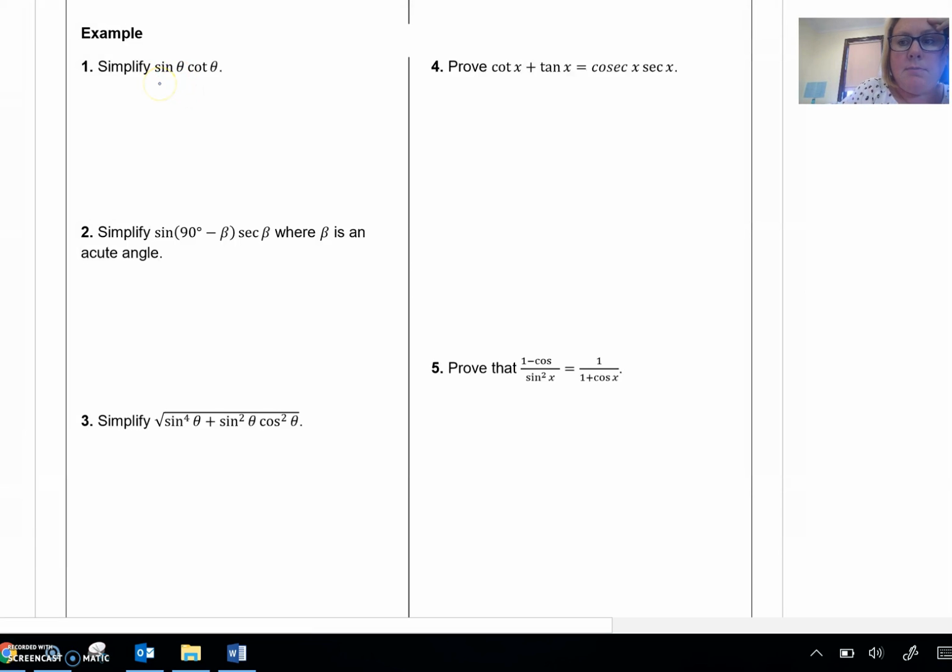Okay, this question says simplify sine theta cot theta. I know cot is cos on sine, so it actually equals cos theta.